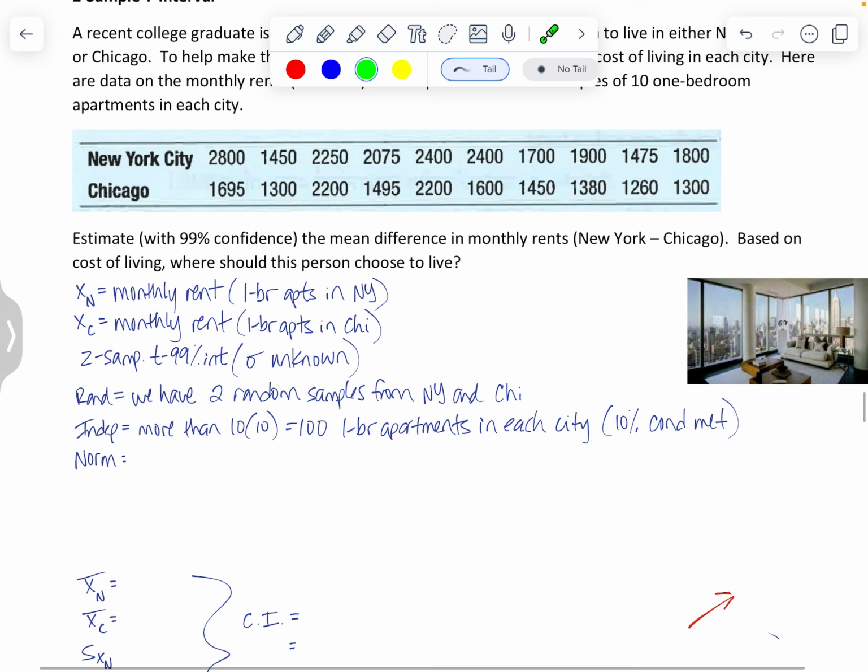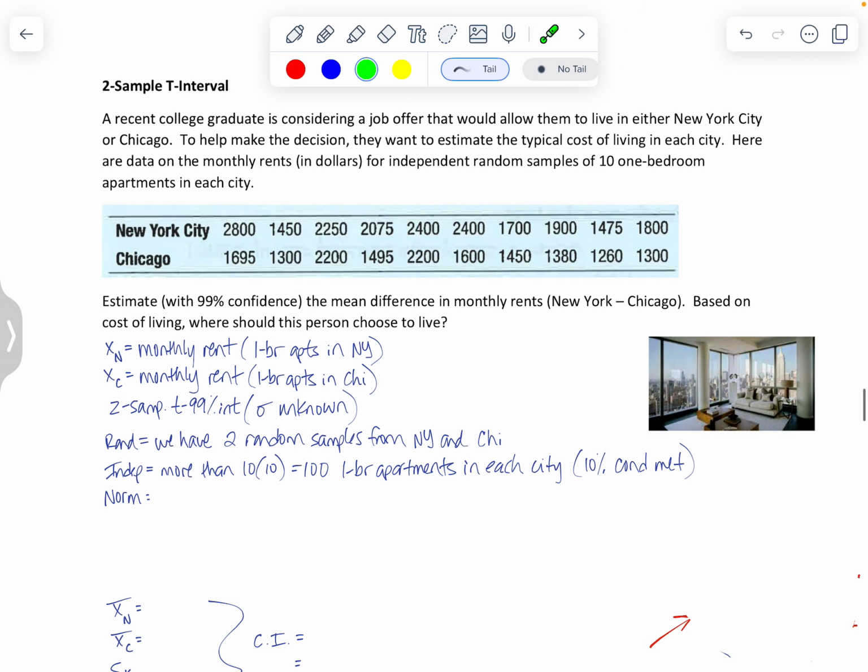Normal condition, we do np and n(1 minus p), right? Nope, because we don't have p's. What do we do for normality? Step 1, does it say anywhere up here that we have a normal distribution? It does not. Step 2, can we apply the CLT? Please, no. We only have 10 from here and 10 from here, so CLT doesn't apply.